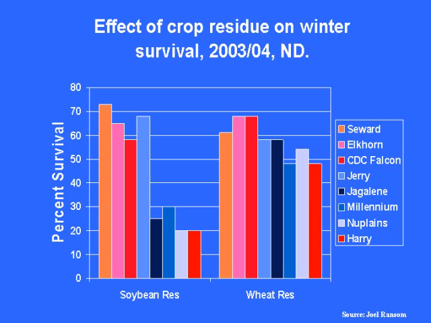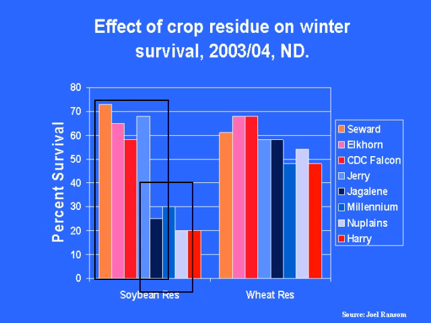And just to remind you again of the effect of variety, looking at some of the data from 2003, 2004, where I was able to monitor big differences in winter survival. One can see that these varieties over here in soybean residue that didn't have good snow cover, Jaggeline, Millennium, New Plain, we had only about 20-30% survival versus those that were more winter hardy that had very good winter survival under the same kind of situation.